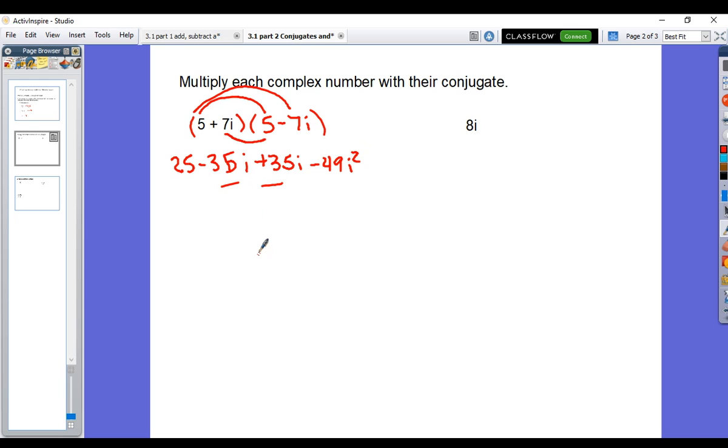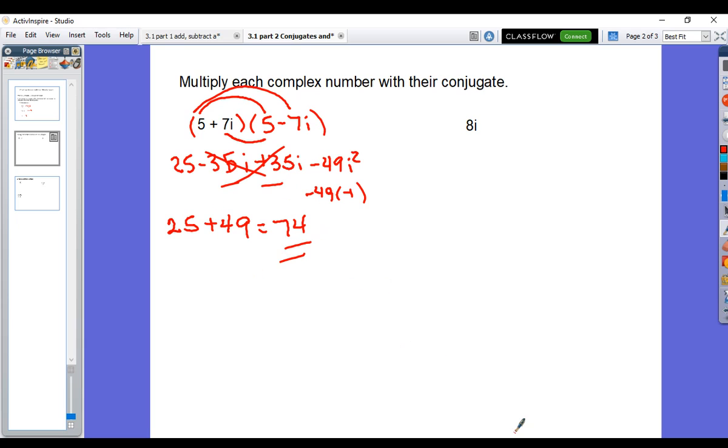So combining like terms right there, they cancel each other out. And that's the main thing about what conjugates are doing. We get rid of these i's right here. And this i squared will disappear because it becomes a negative 1. So our imaginary numbers are gone. We're left with just 25 over here, and then negative 49 times a negative 1 gives us a positive 49. So we add them together, we get 74.